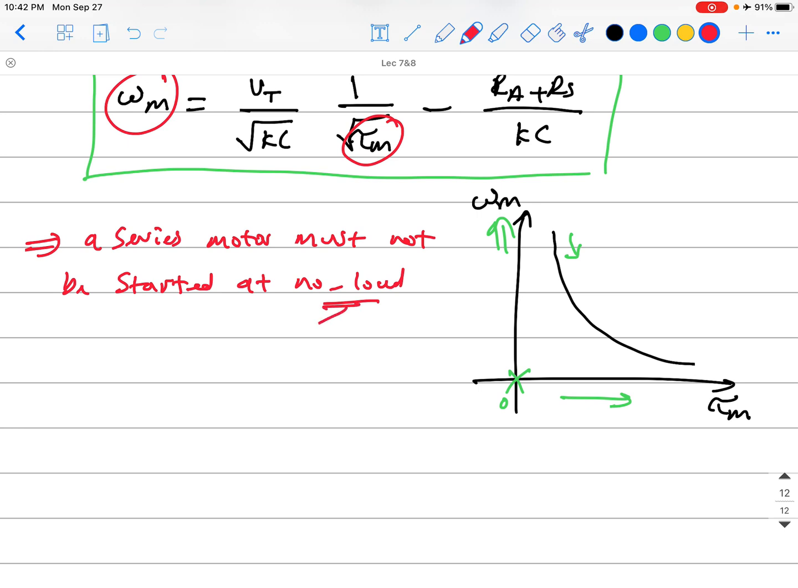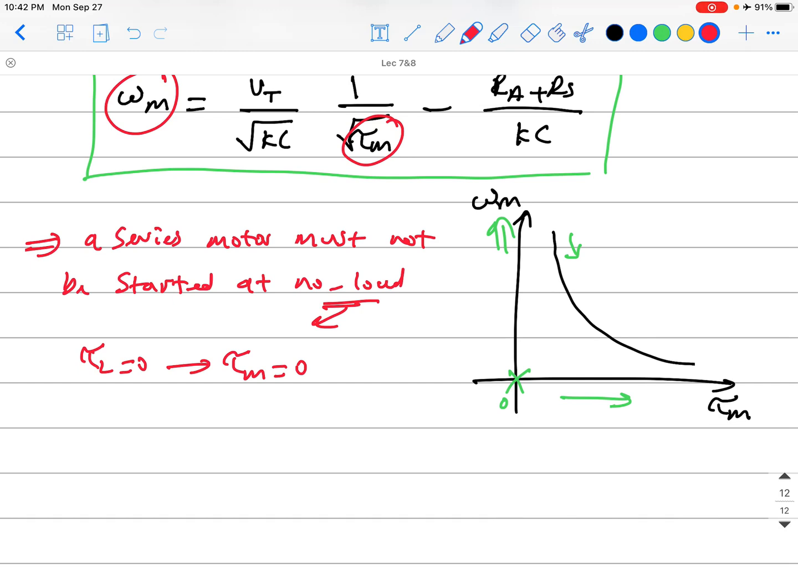Why? Because no load means the load torque equals 0. That's the definition of no load. And that means the motor torque will be almost 0, because the motor torque is just trying to accommodate the amount of load torque. If you remember from the tutorial, the motor torque needs to accommodate the load torque and the friction and inertia torque. But the friction and inertia torque are just very small fractions compared to the load torque. So if the load torque is 0, the motor torque is almost 0.